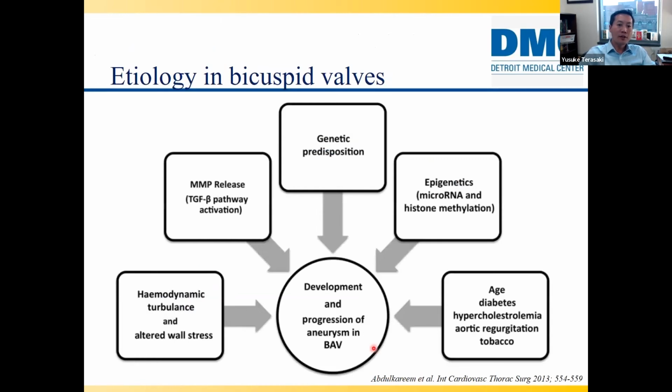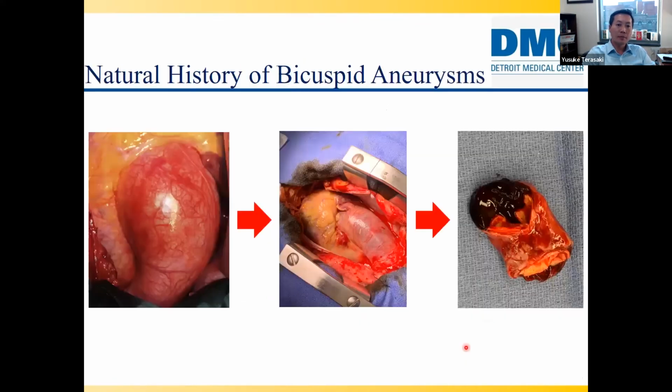So to summarize, there is a whole slew of different etiologies for why these patients with bicuspid have this progression of aortic aneurysms. But why do we care so much about the aneurysmal dilatation? Well, this is the natural history of bicuspid aneurysms. This is the aneurysmal aortic root. Once it reaches a certain size, there is a high risk of this leading to what's called a type A dissection, which I had covered in my last topic.